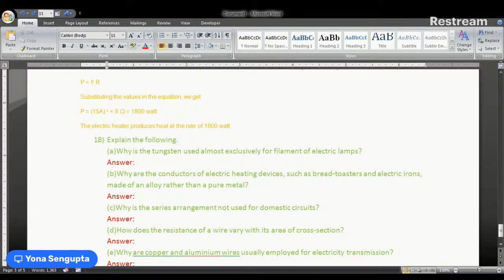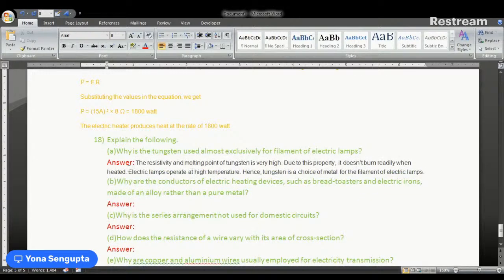The answer to this is that the resistivity and the melting point of tungsten are very high. Due to this property, it doesn't burn readily when heated. Electric lamps operate at very high temperature, so tungsten is the metal of choice for the filament of electric lamps.